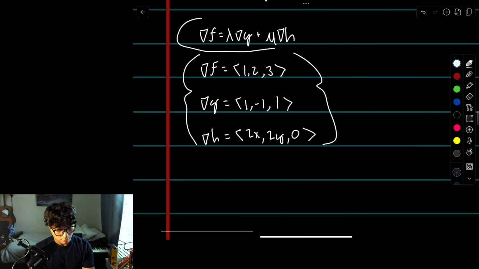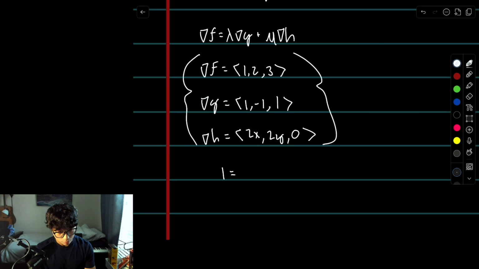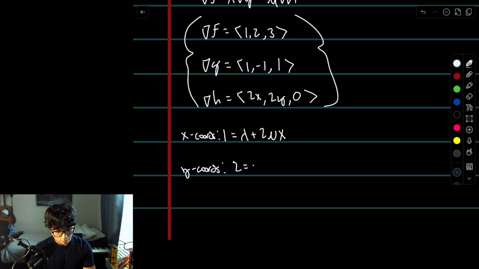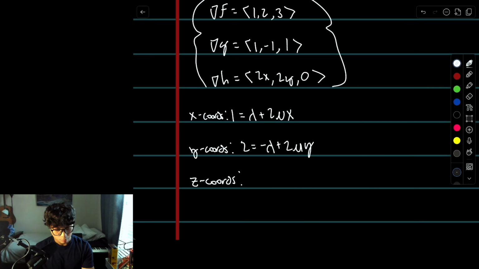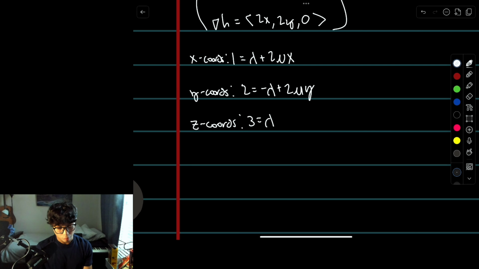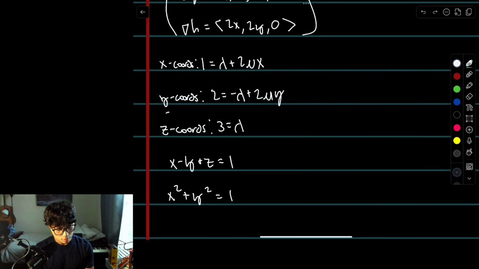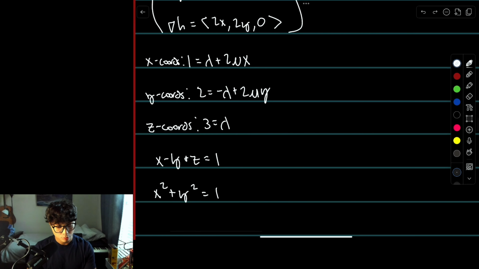Following this exact form, we get 1 = λ + 2μx, which is our x coordinates. For our y coordinates, we get 2 = -λ + 2μy. For our z coordinates, since we are multiplying by 0, this simply leaves us with 3 = λ. And then for our fourth and fifth parts, it will simply be our constraints from the plane and the cylinder. Now, since our z coordinate tells us that λ = 3, we can sub in 3 for every λ, meaning that all we have left to solve for is μ.